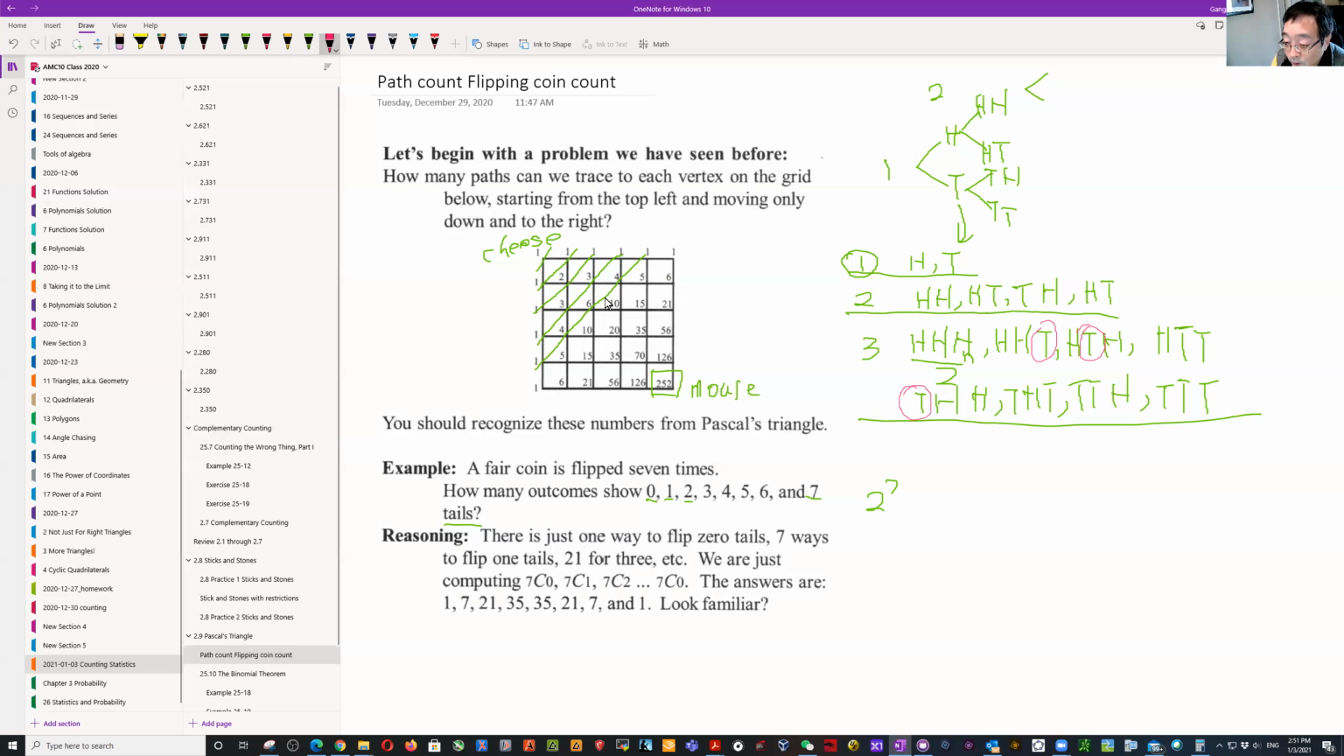Starting from 3, it became very obvious. To get 1 tail, it's just a matter of choosing the tail position. The tail appearing in the first position, tail appearing in the second position, tail appearing in the third position. Because we have 3 positions, it's just that we choose 1.